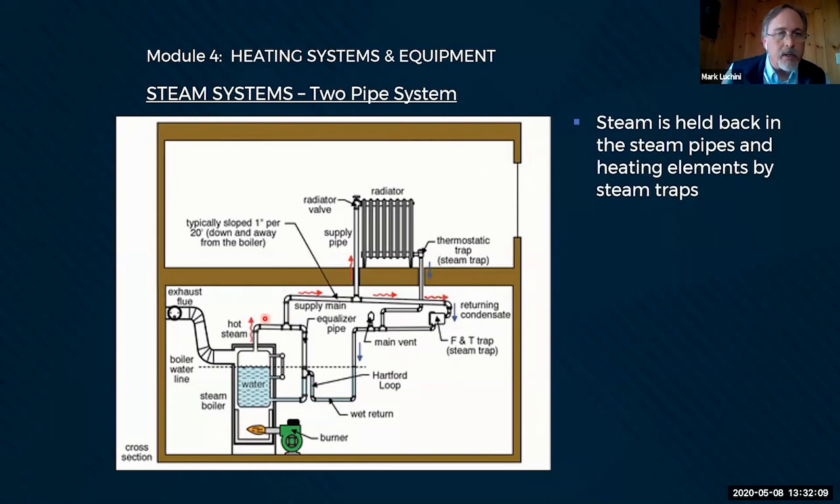So you can see basically down at the end of the run, I have an F&T trap, which is a specific type of trap which allows continuous condensate flow through it. We come back down here to the Hartford loop. That's just a little bend in the pipe which is designed to make sure that your boiler never loses its water. And that's it in a nutshell. Steam goes out, condensate comes back in a separate pipe. Okay.